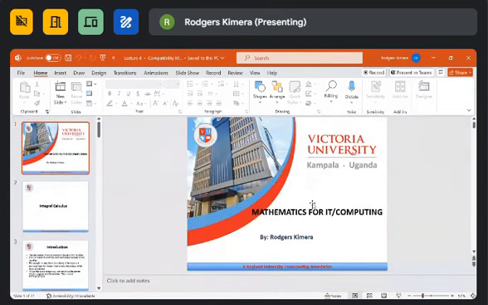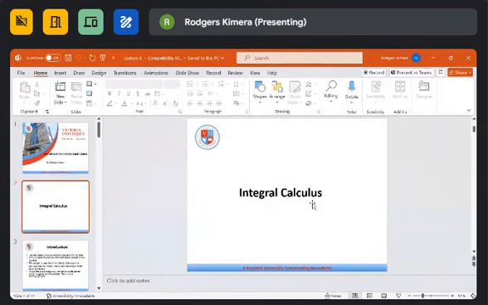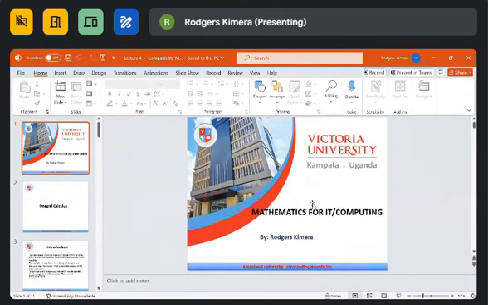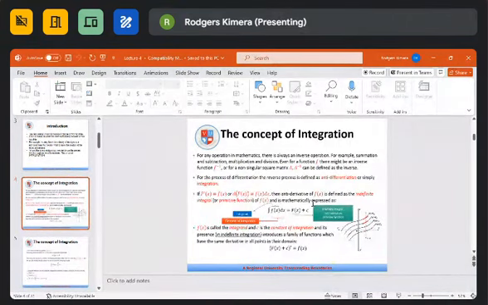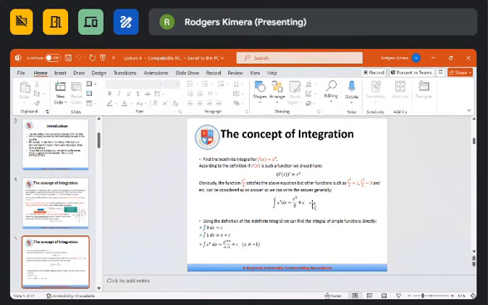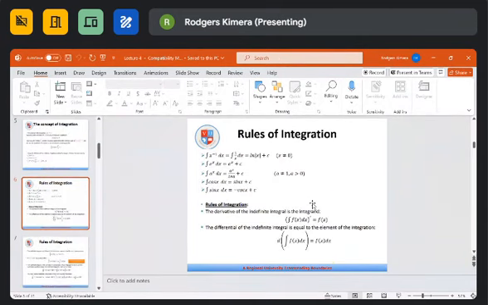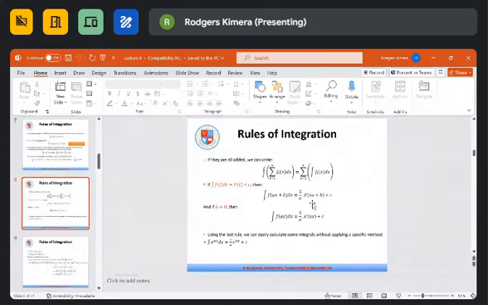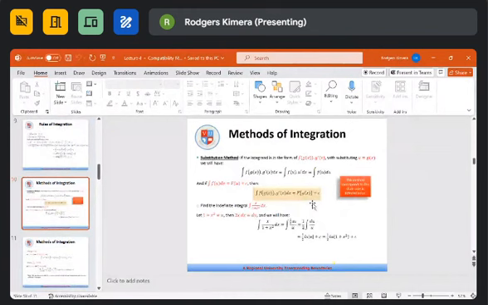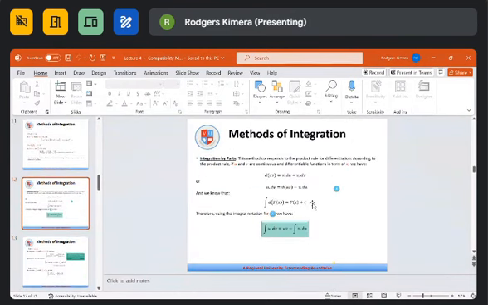Okay, this is where the topic starts from. It talks about integral calculus and what it is. Integral calculus, what it is, the concept of integration, some examples of integration, rules. As we summarized them, they are here. Talk about the different methods. We have integration by substitution. We have a number of examples given here.